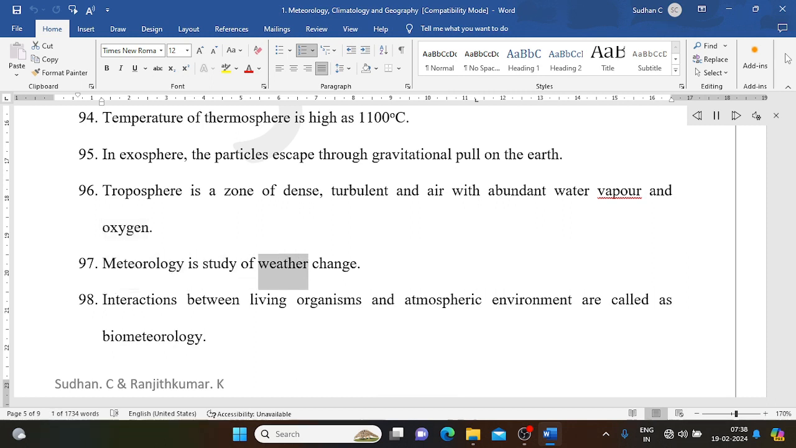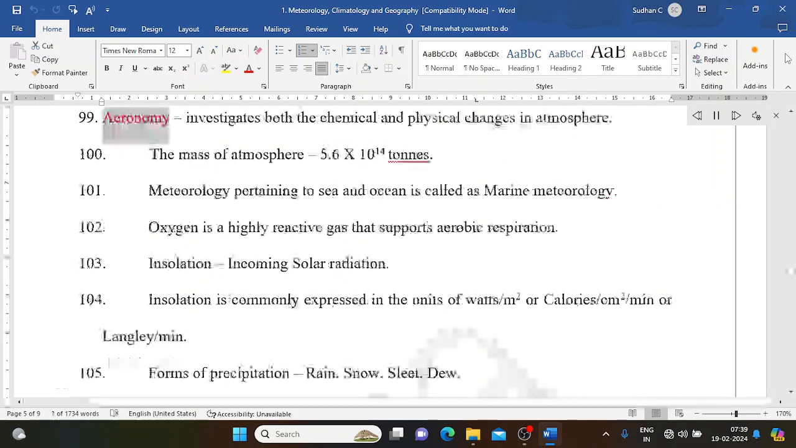Meteorology is the study of weather change. Interactions between living organisms and the atmospheric environment are called biometeorology. Aeronomy investigates both the chemical and physical changes in the atmosphere.